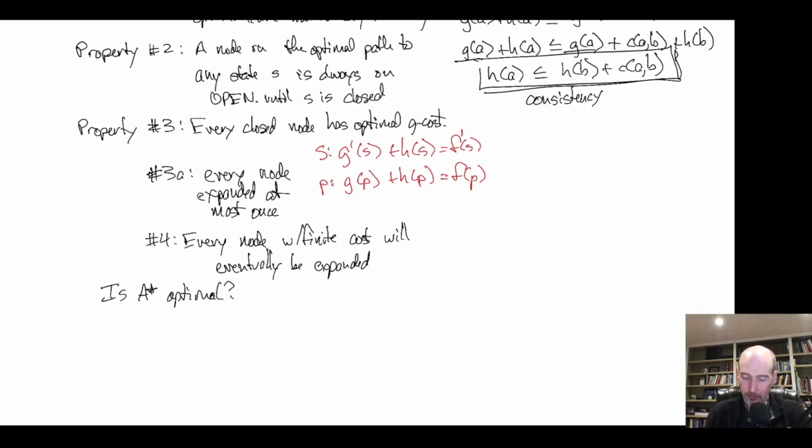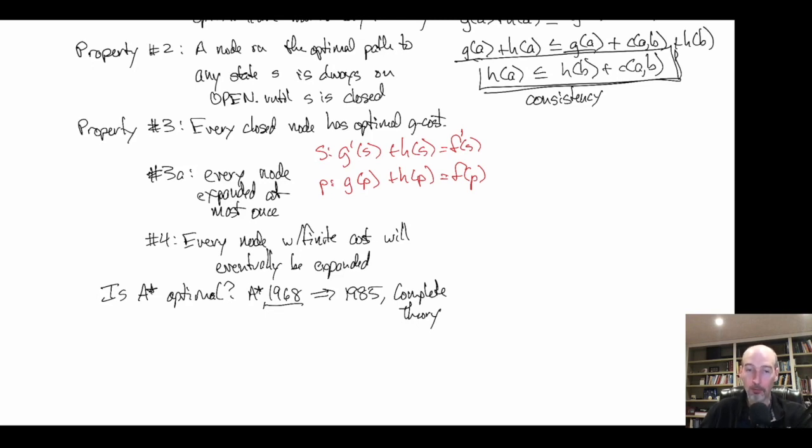A star dates back to 1968. This was work done at Stanford by Nilsson and others, and they were doing this for Shakey the robot. They were looking at how can we do path planning and do it efficiently, and so they had this initial algorithm in 1968. But it actually took until 1985 before we got the theory. There's a proof of A star in that paper, but the complete theory was done in 1985 by Dechter and Pearl, Rina Dechter and Judea Pearl.